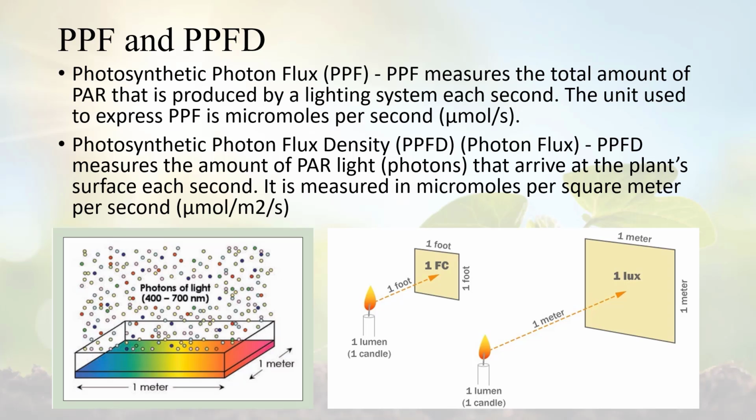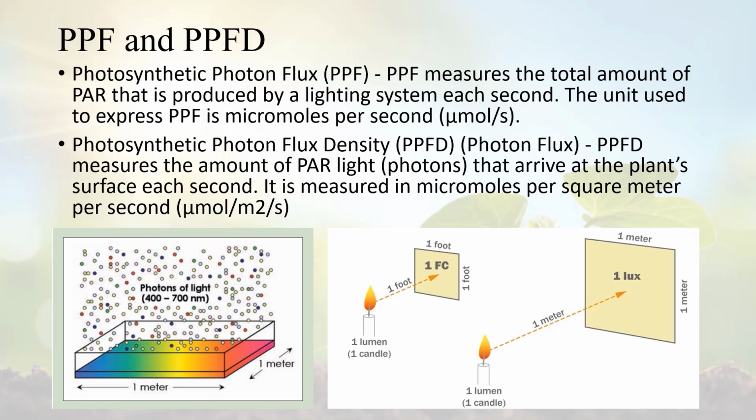So photosynthetic photon flux, or PPF, is just a measure of the total amount of PAR, the total amount of light within that PAR range from 400 to 700 nanometers, that is being produced each second by a light source, right? Whether it is the sun or a grow light or a lamp, etc. And that is expressed in micromoles per second. So the number of micromoles per second of light in that PAR range that is being produced.